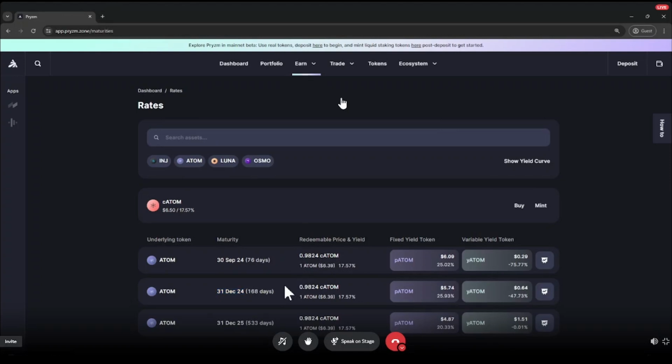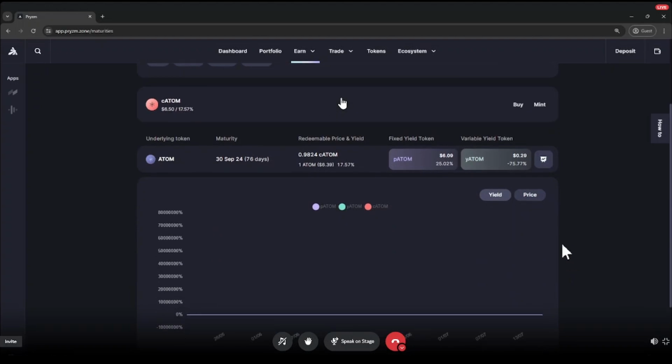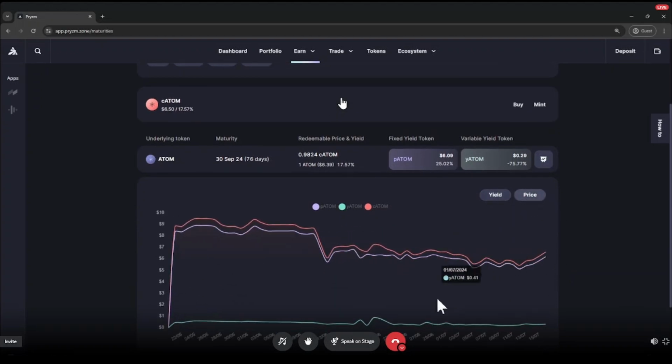So that's like buying at a discount, which effectively means you get a fixed yield. Because I know that if I buy it now, I spend $5.74, and in 168 days' time, it's going to be worth one ATOM, which is currently worth $6.39. So another fun way to look at this. We put these charts in here so you can see historically how the prices have moved of each of pATOM, yATOM, of each of these two different maturities.